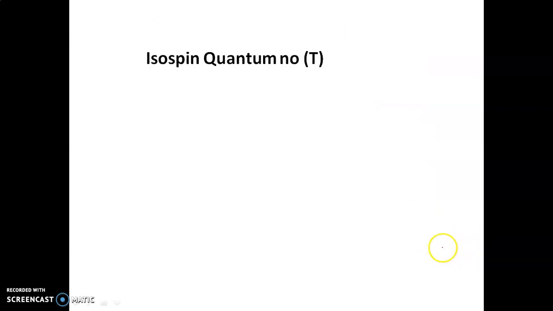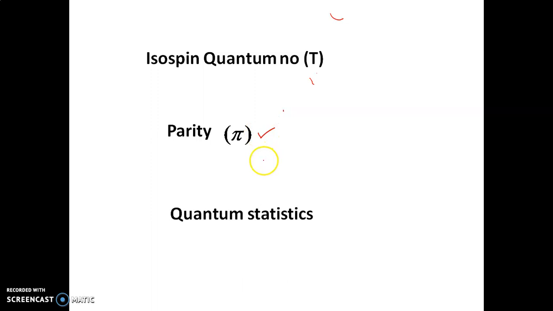Now, in addition, we also learned in our last class about the quantum numbers called the isospin quantum number, the parity, which is denoted by pi, which I suppose I did not mention in the last class. So this is the parity, and then we have quantum statistics. Actually, for quantum statistics I cannot assign a particular quantum number. It is much different from a quantum number, but we will come to it while doing the nuclear models.